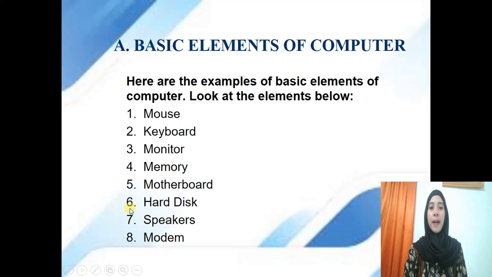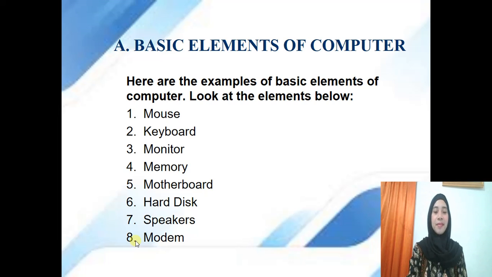The sixth example, hard disk. Seventh example, speakers. And the last example, modem. Well, everybody, you may repeat and try to read some examples of basic elements of computer at home by yourself. Okay, once more time, let us try reading together.